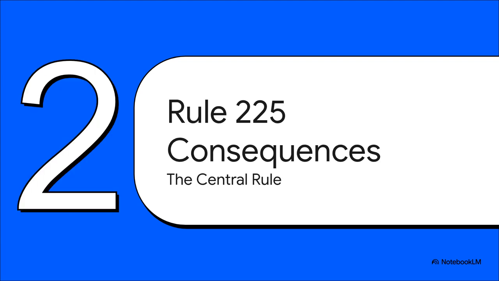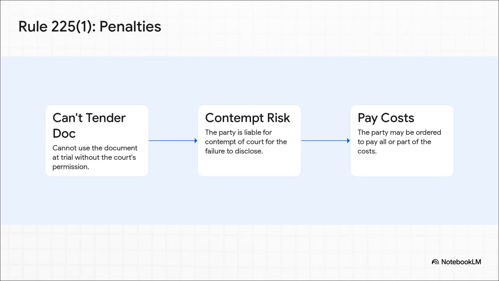Okay, Rule 225. This is the big one. This is the cornerstone you need to commit to memory. It's split into two crucial parts. First, what happens to the party that fails to disclose, and second, what the innocent party can do about it. Let's break it down. First up, the penalties. You'll find these in Rule 225, Subrule 1.